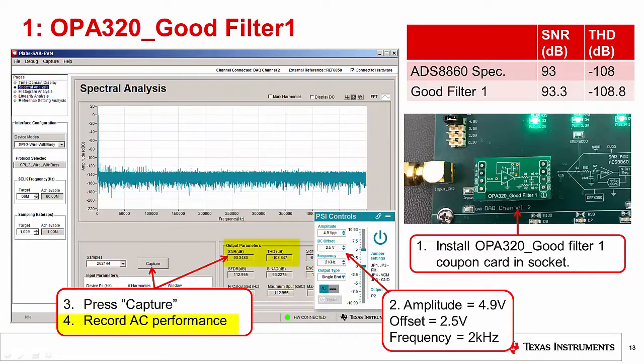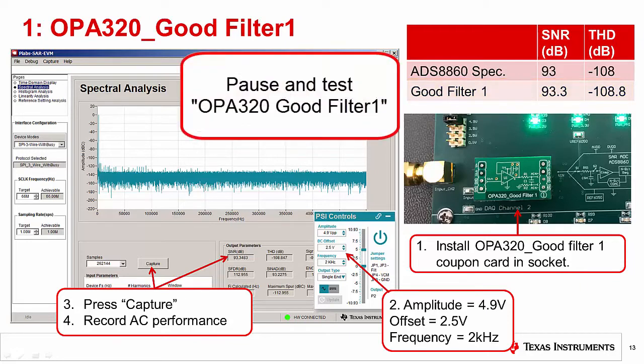Fourth, record the AC performance and compare it to the expected datasheet performance for the ADS 8860. The ADS 8860 specified SNR is 93 dB and the THD is -108 dB. The measured AC performance of this circuit actually exceeds the datasheet specifications. This proves that the amplifier and associated filter are properly designed. Pause now and test the performance of Good Filter 1.